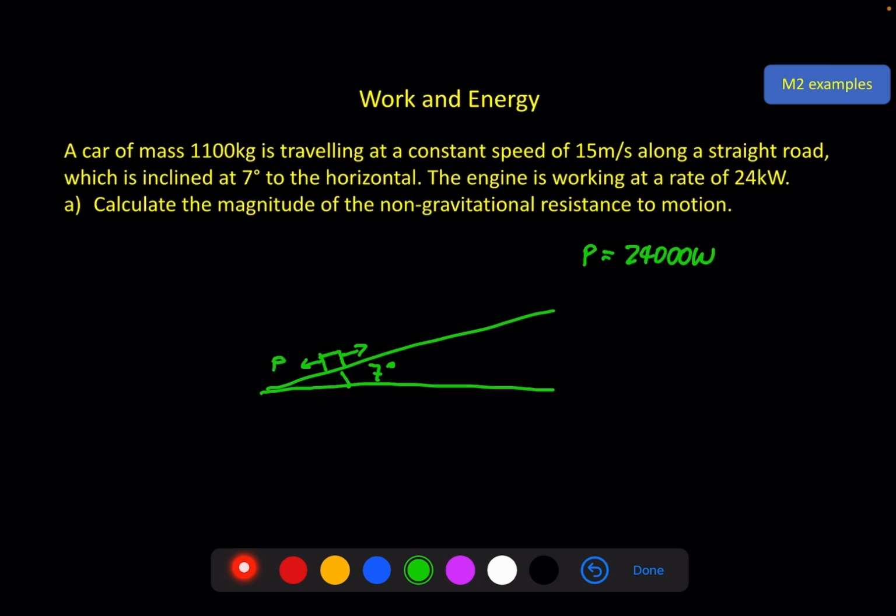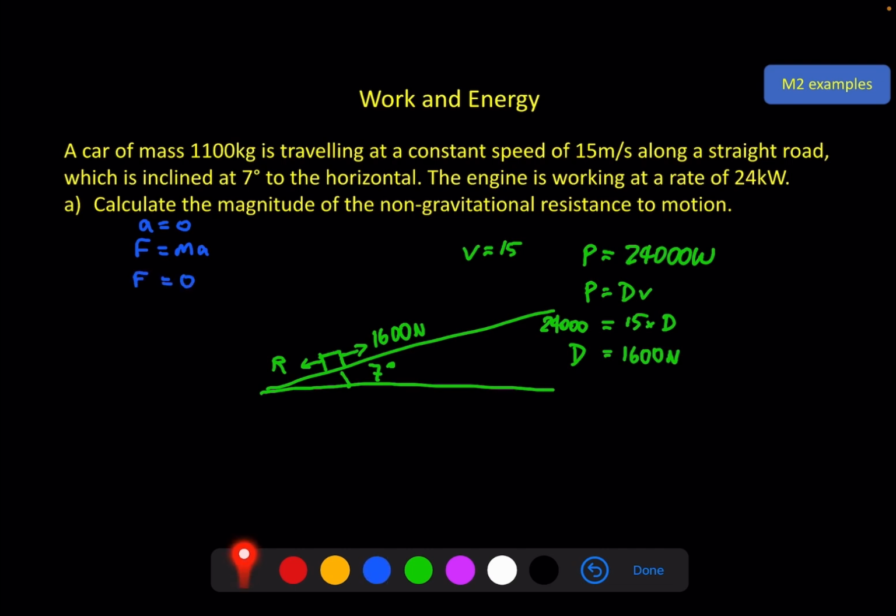Call that R. If it's moving at a constant speed of 15 meters a second, then we can calculate the driving force. P equals D times V. 24,000 equals 15 times the driving force. So the driving force must be 1,600 newtons. We're also told it's a constant speed of 15 meters a second, so our resultant force must be 0, because constant speed means 0 acceleration.